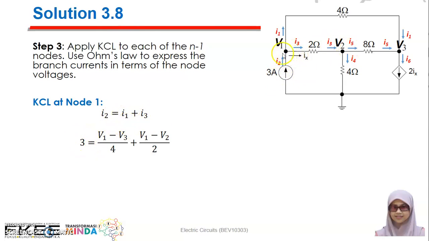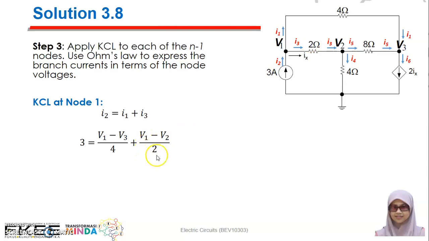Okay, I1 here. For current, it will be equal to V higher minus V lower. Okay, so the current will flow from the higher potential to the lower potential. So in this case, V1 minus V3 divided by 4, plus I3. I3 is here. I3 is V1 minus V2 divided by 2.